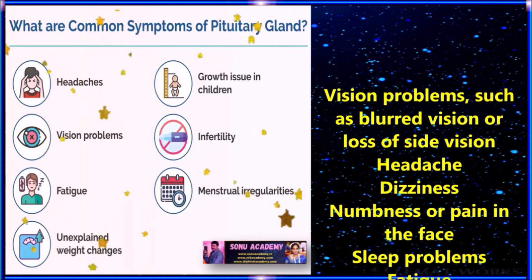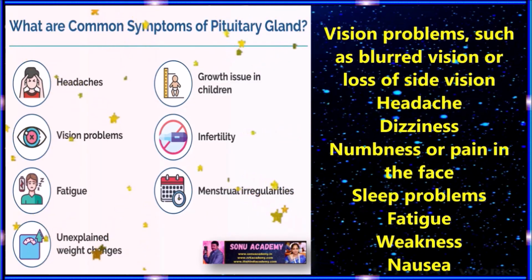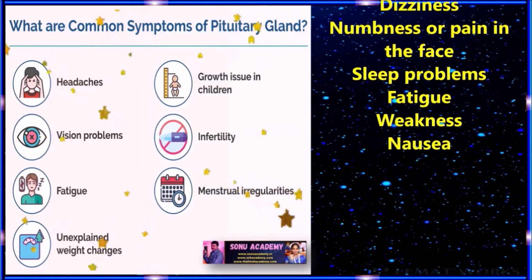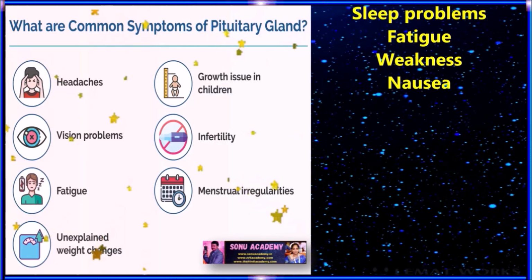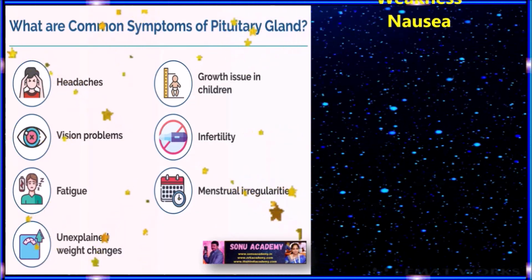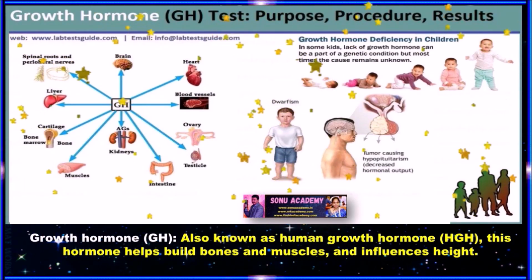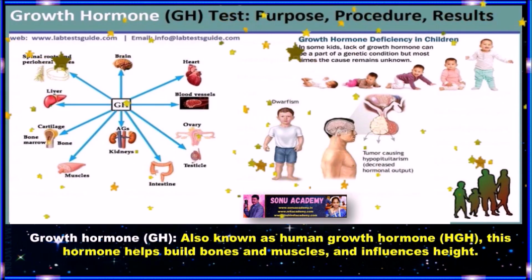Vision problems such as blurred vision or loss of side vision, headache, dizziness, numbness or pain in the face, sleep problems, fatigue, weakness, nausea, etc. Children, let us discuss in detail the hormones produced by the pituitary gland.